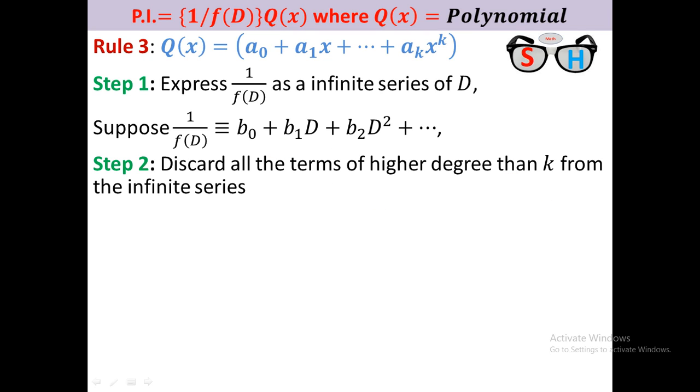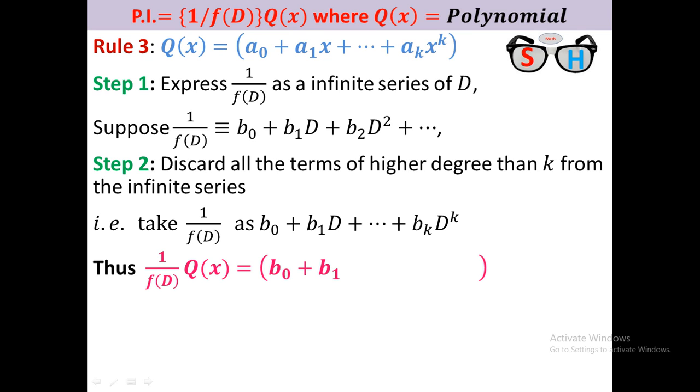That is, I take only the k degree term, that is b0 plus b1 D plus dot dot dot bk into D to the power k, and discard the remaining terms. That is, thus 1 by f(D) of Q(x) is: just take 1 by f(D) as a k degree polynomial and discard the remaining, and this will be the result. Then b0 of Q(x), and b1 D of Q(x) means derivative of Q(x) 1 time, and then b2 D square of that is the second order derivative of Q(x), and so on.